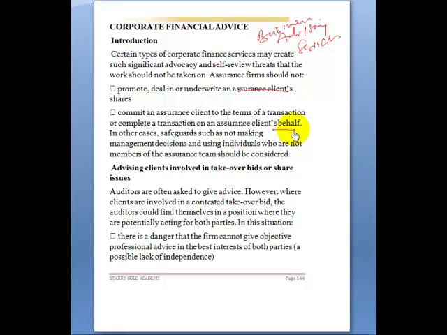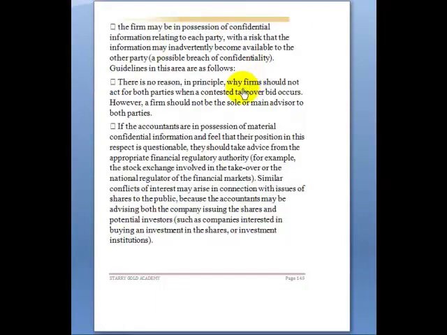When you are providing corporate financial advice, advising clients involved in takeover bids or share issues, auditors are often asked to give advice. However, where clients are involved in a contested takeover bid, auditors could find themselves in a position where they are potentially acting for both parties. So the company being taken over is asking for your advice, and the people that are going to take over are also asking for your advice, so you have a conflict of interest. There's a danger that the firm cannot give objective professional advice in the best interest of both parties. Obviously, they are going to lean towards one more than the other. The firm may be in possession of confidential information relating to each party, with a risk that the information may inadvertently become available to the other party. So the firm may be tempted to sell out that information.